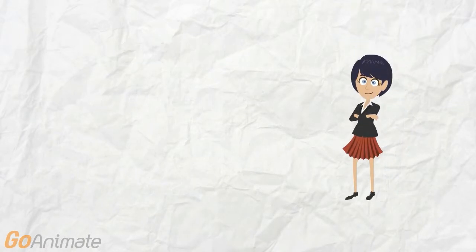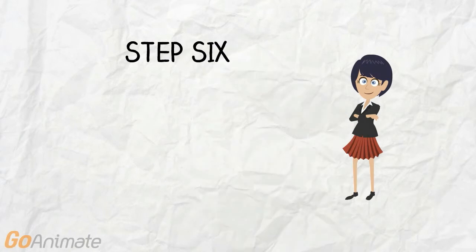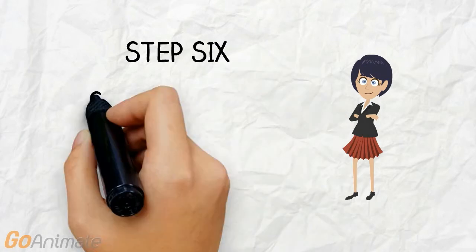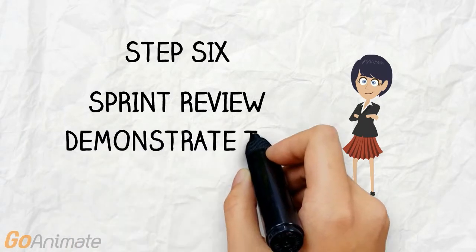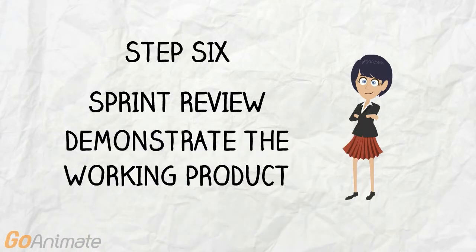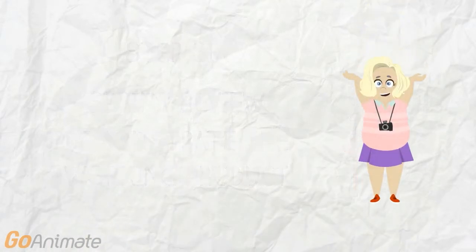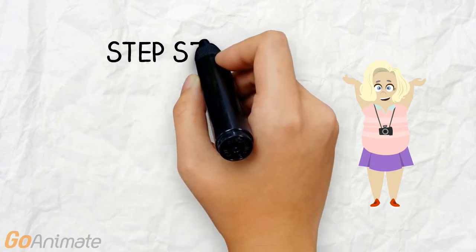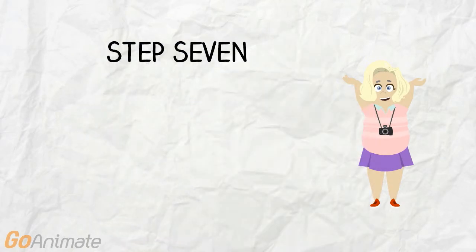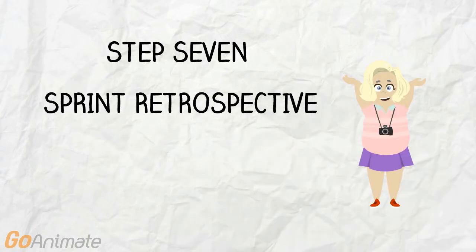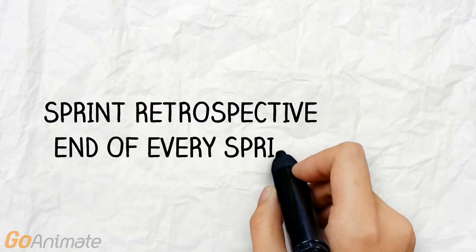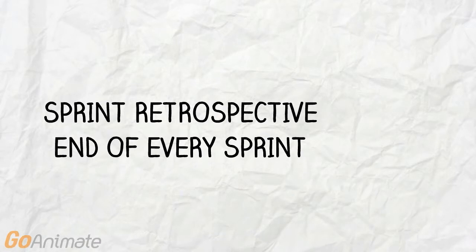Step 6, the team holds a sprint review. In the sprint review, at the end of every sprint, you demonstrate the working product created during the sprint to the product stakeholders. Step 7, the team holds a sprint retrospective. This is a meeting where the team discusses how the sprint went and plans for improvements in the next sprint. Just like sprint reviews, the sprint retrospective occurs at the end of every sprint.